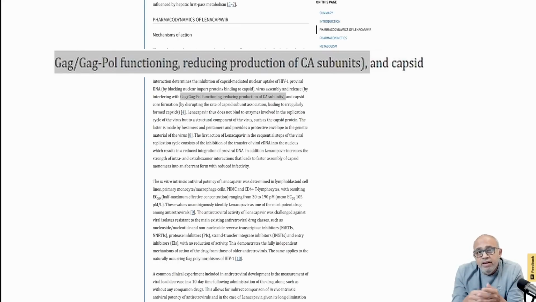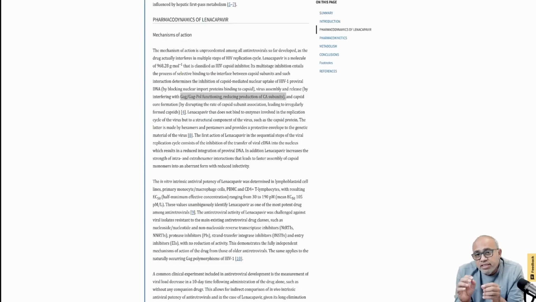CA subunits are capsid subunits. CA stands for capsid, which is a protein shell that surrounds and protects the genetic material of the virus, the viral RNA, which is inside. It is made up of individual protein units called subunits, and these subunits come together to form a hexagonal structure, also called hexamers, and pentagonal structures, called pentamers, to create the full viral capsid. Lenacapavir works by affecting the intra and inter hexamer interactions and disrupts the proper formation of the shell.